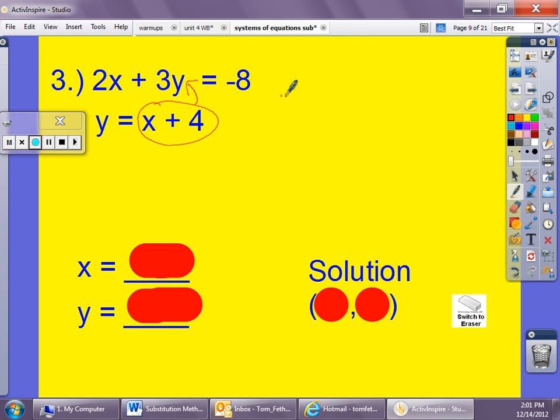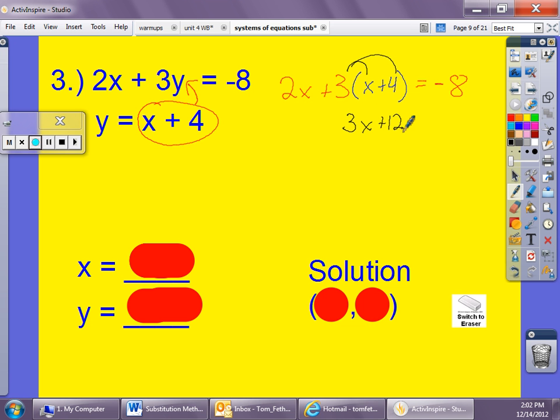So I'm going to rewrite my new equation. I have 2x plus 3, and we're taking out the y, and we're replacing it with x plus 4, equals negative 8. So we took out the y value and we substituted x plus 4. So now we have an equation that we can solve. The first step in solving this equation is we want to distribute. So we're going to distribute this 3. So this becomes 3x plus 12.